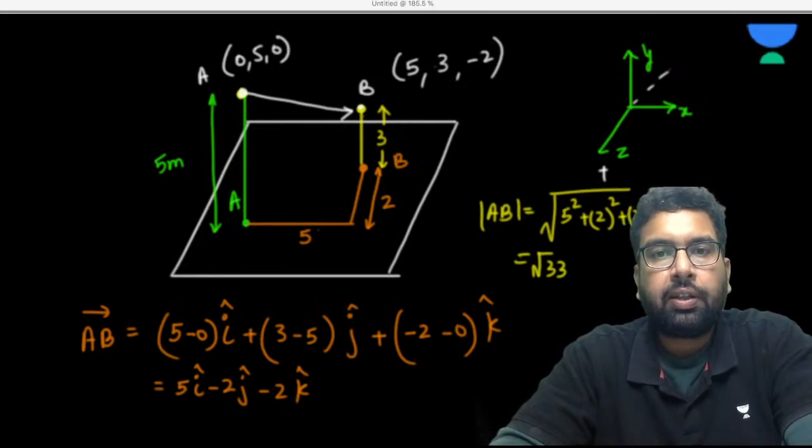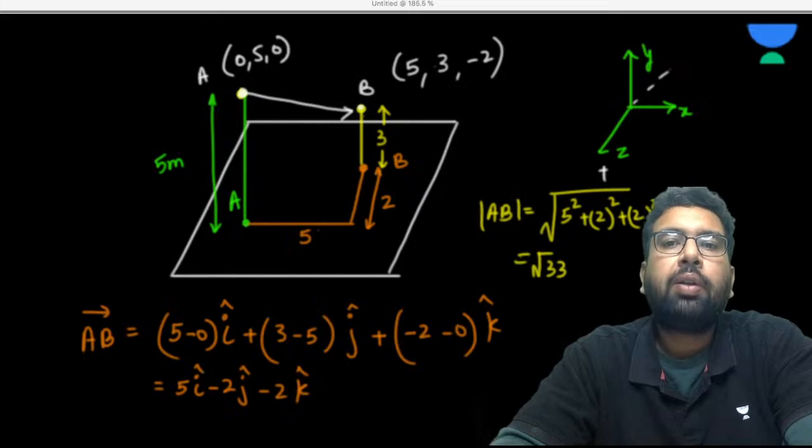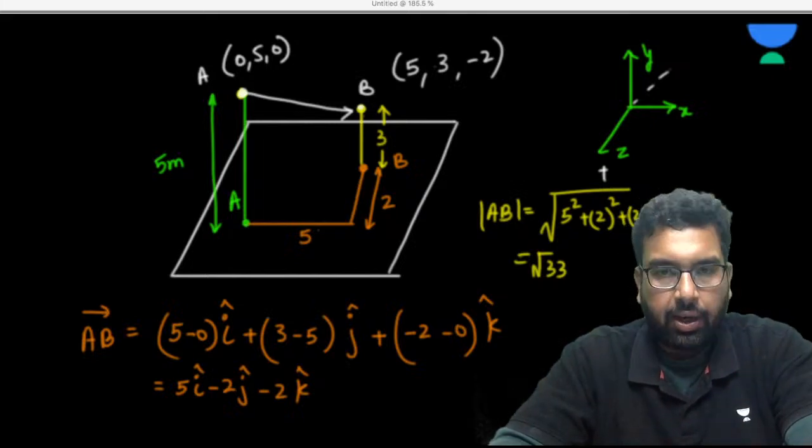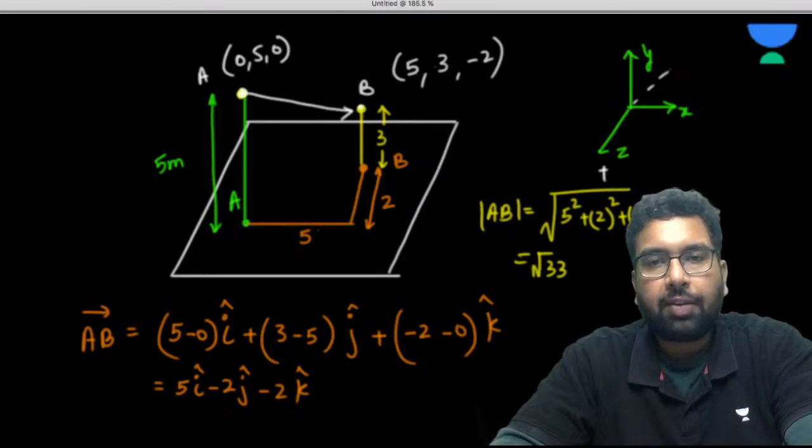Yeah. We have just written the coordinates. If you have the coordinates of 2 points, you can easily get the displacement vector. Right? Okay, wonderful. So that will be all in this session.